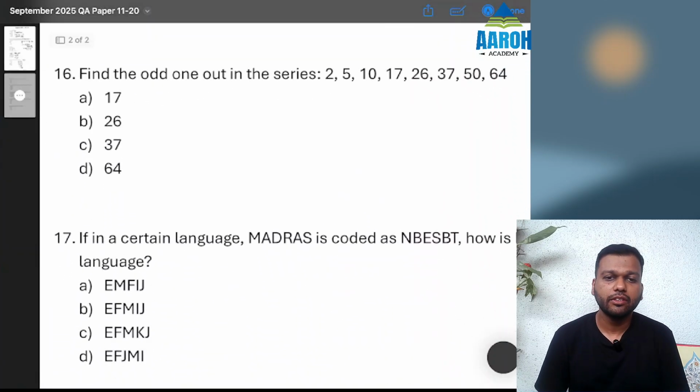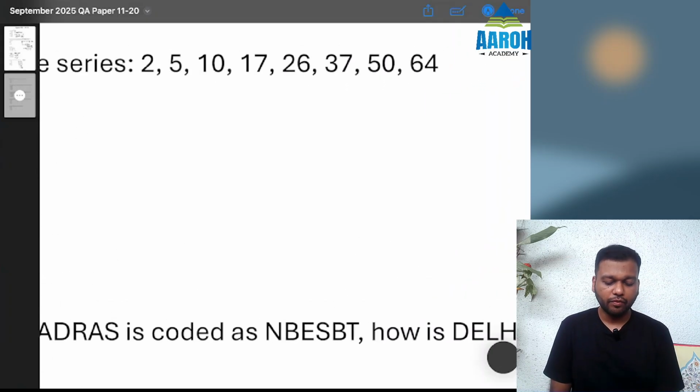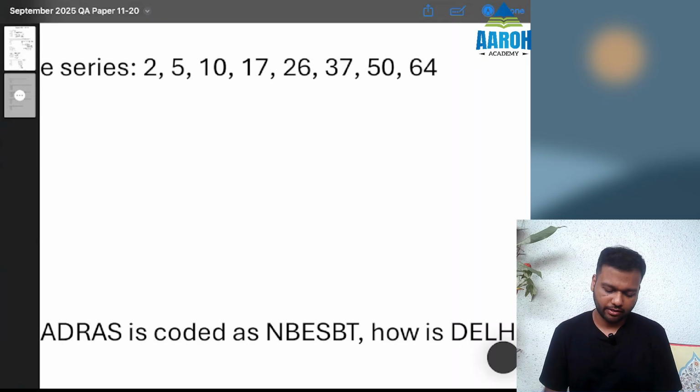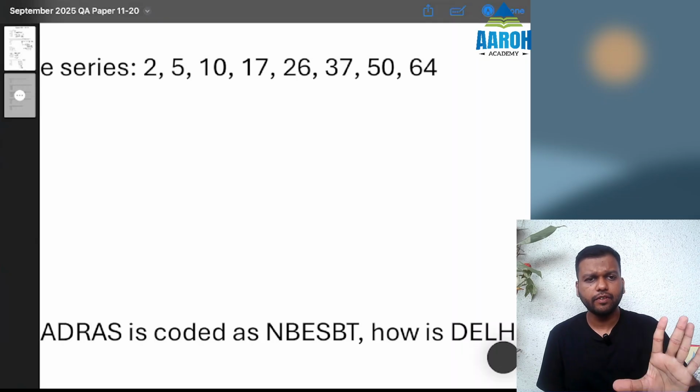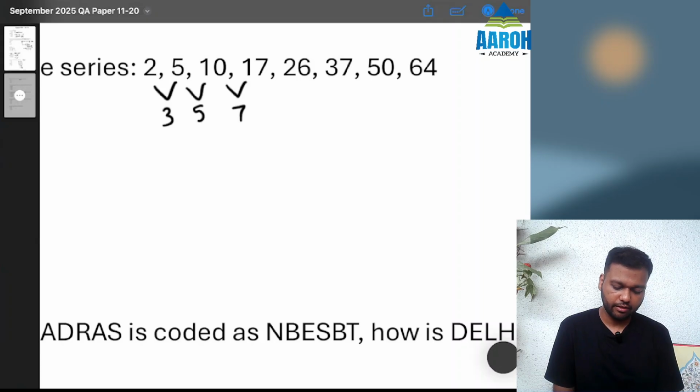Now next few are on logical reasoning. So find the odd one out in this series. 2, 5, 10, 17, 26 and so on, right? First thing that you should try, if there is no obvious pattern, is always difference, right? So let's try difference. 2 and 5 difference is 3, 5, 7, 9.